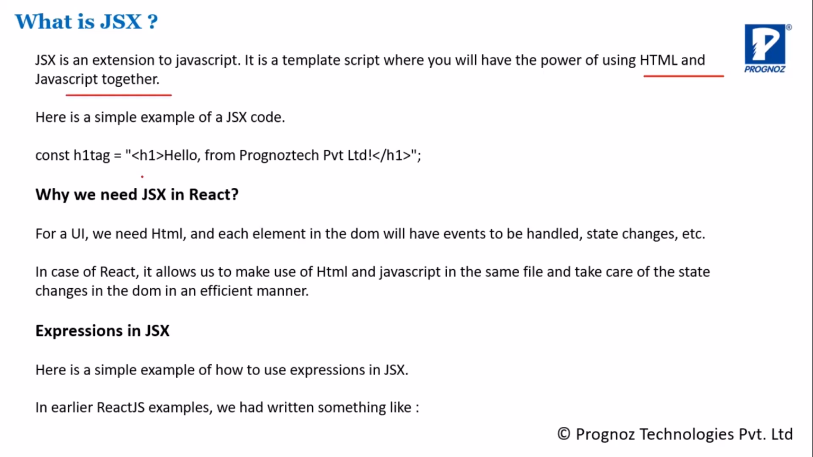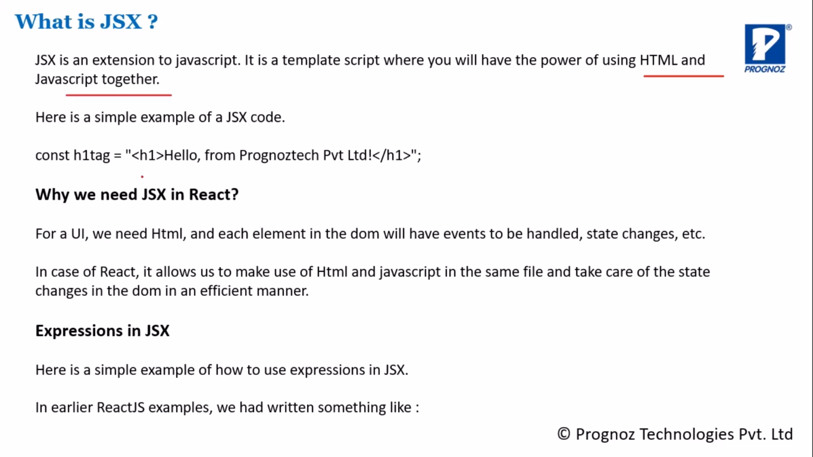Var is globally scoped. Let is function scoped. And const is used for constant values. Constant value means it does not change. Once we initialize the value for a particular variable, we cannot change it again. So that is nothing but a constant.